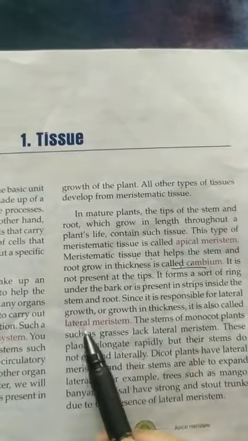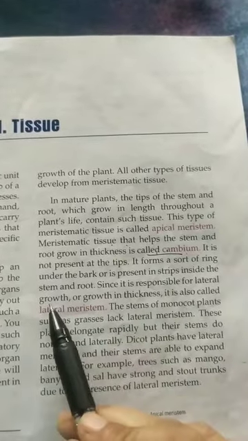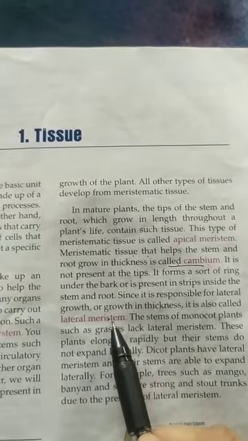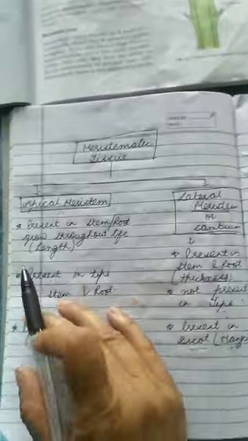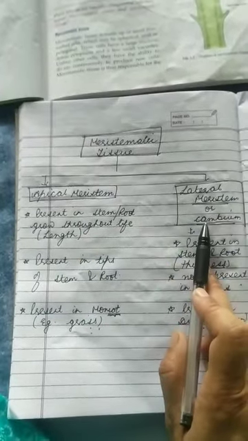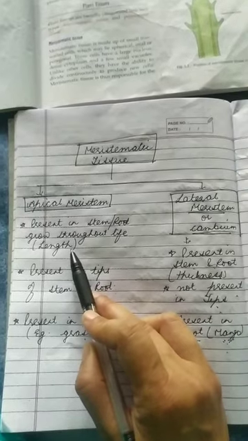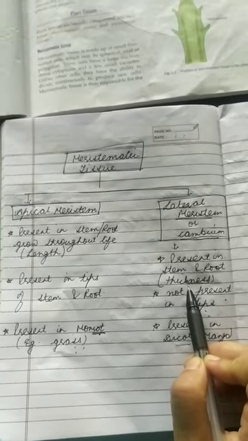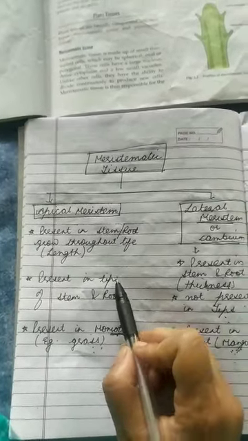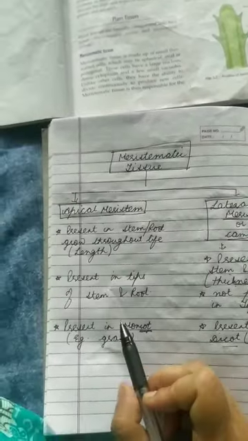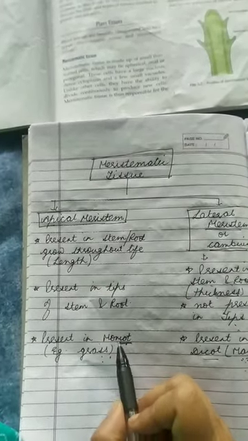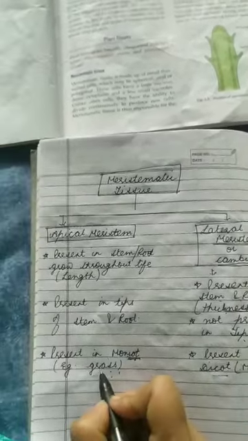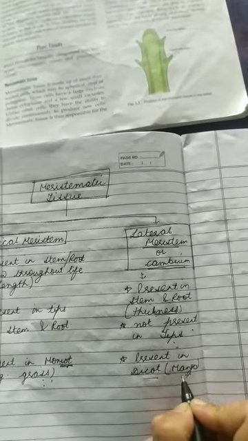The lateral meristem is responsible for lateral growth, or the thickness, so it is also known as the lateral meristematic tissue or lateral meristem. Hope that you can differentiate between both. Both are present in root and stem, but apical is responsible for the length of the plant and lateral is responsible for the thickness of the plant, which is also known as the cambium. Apical is present in the tips, but lateral is not present in the tips. Apical meristem is present in monocot plants, and lateral meristem is present in dicot plants. Example of apical is grass, and as an example of lateral you can write mango.